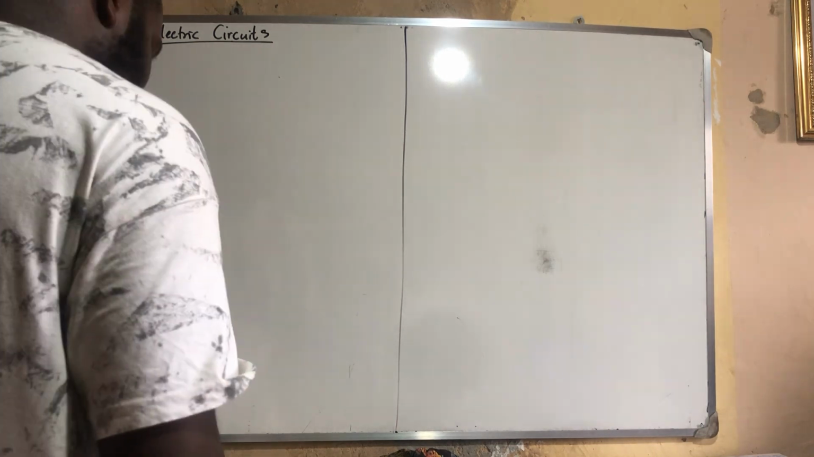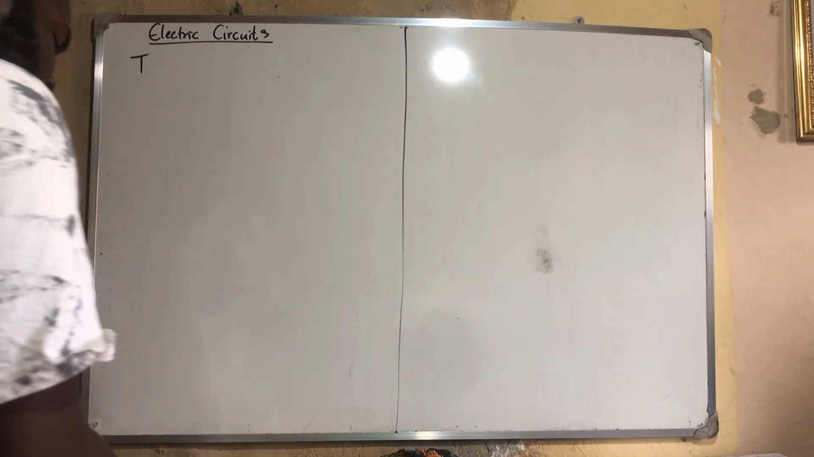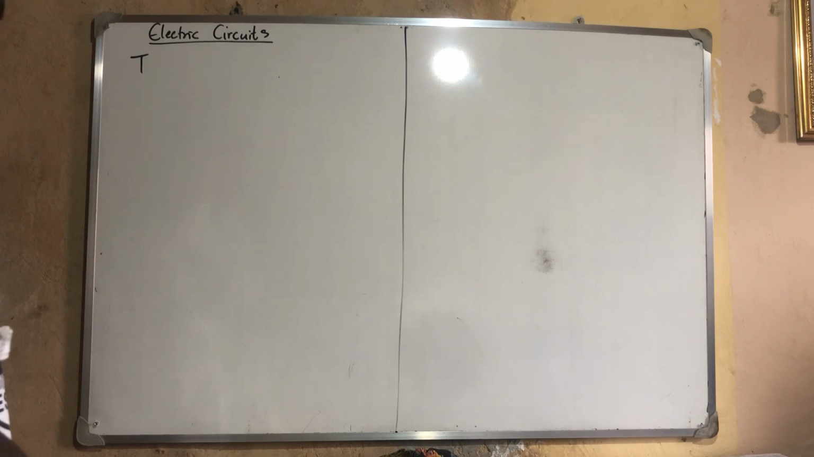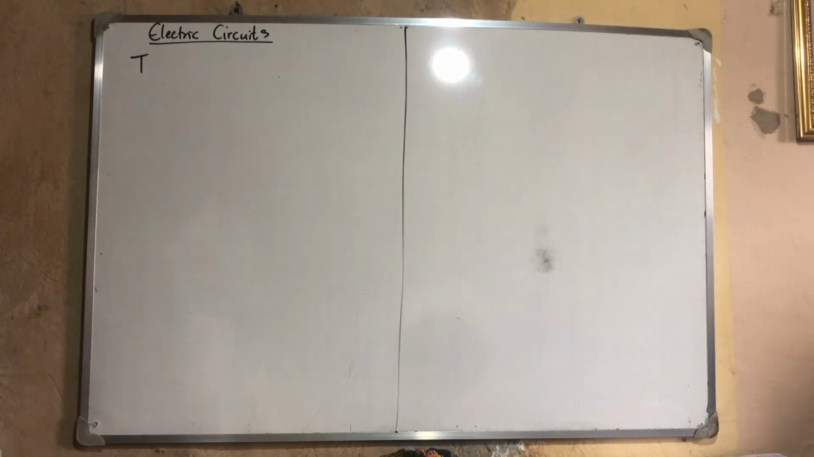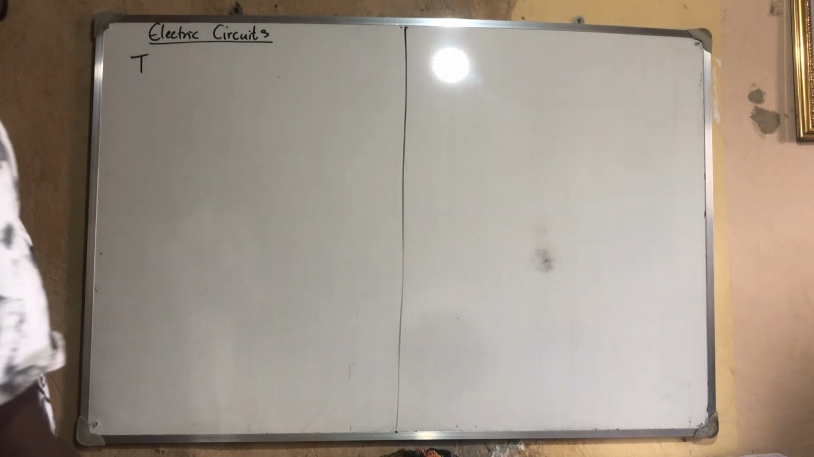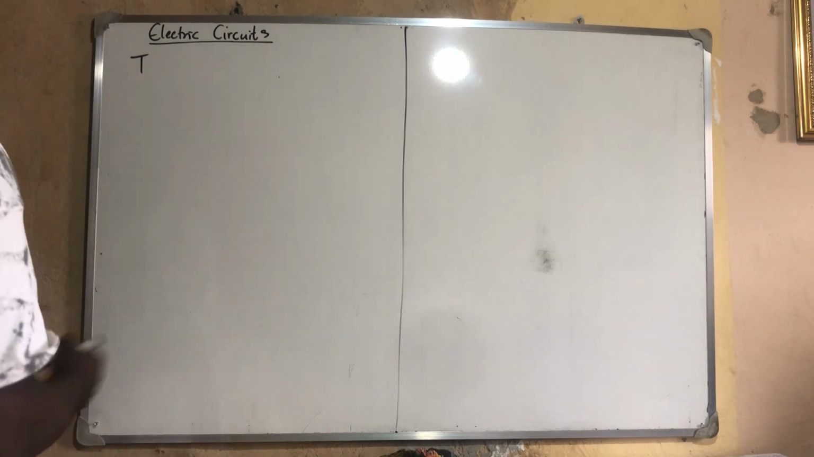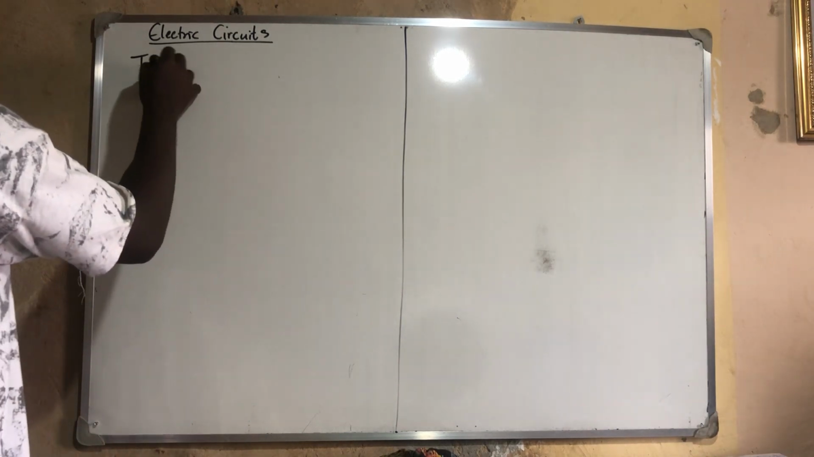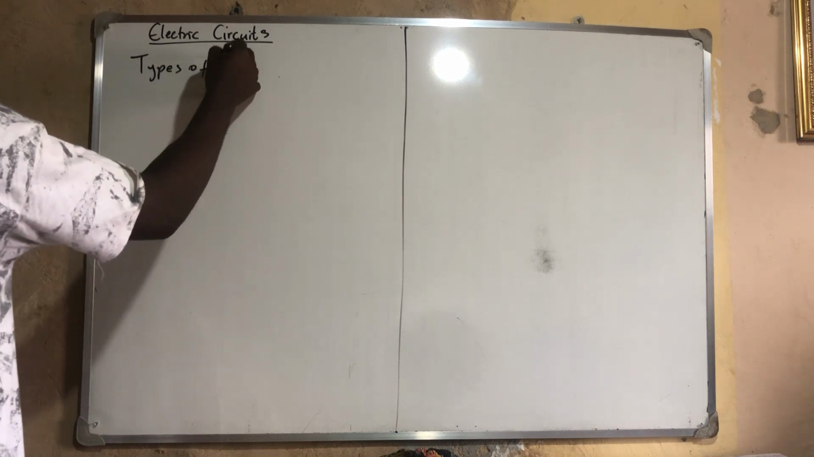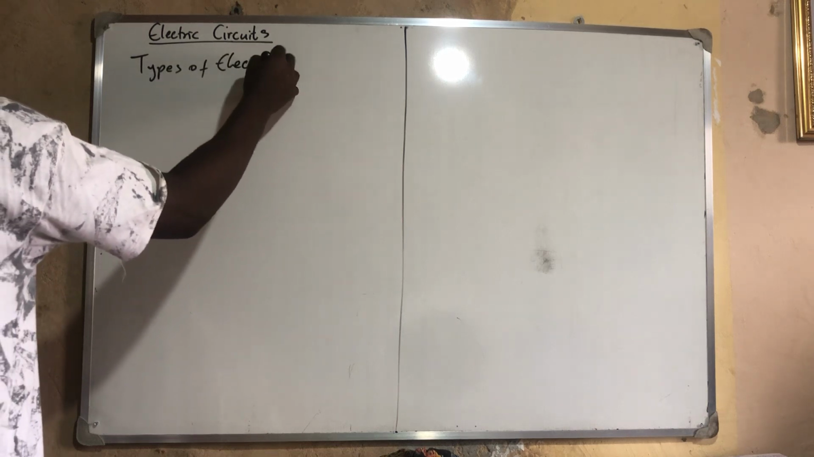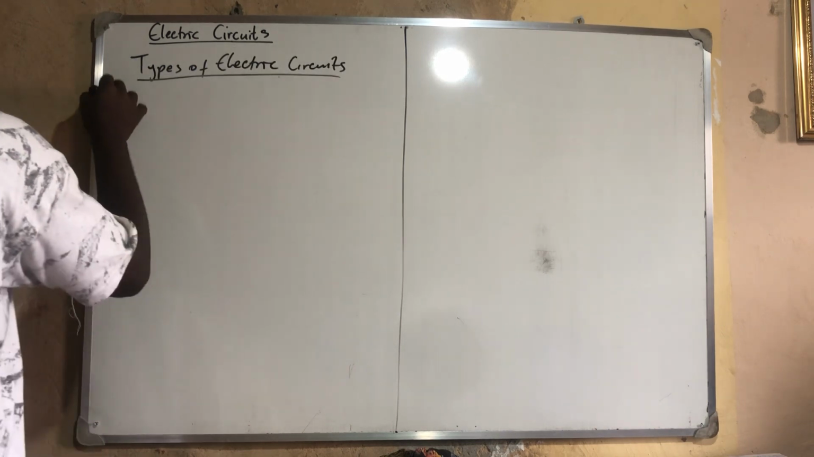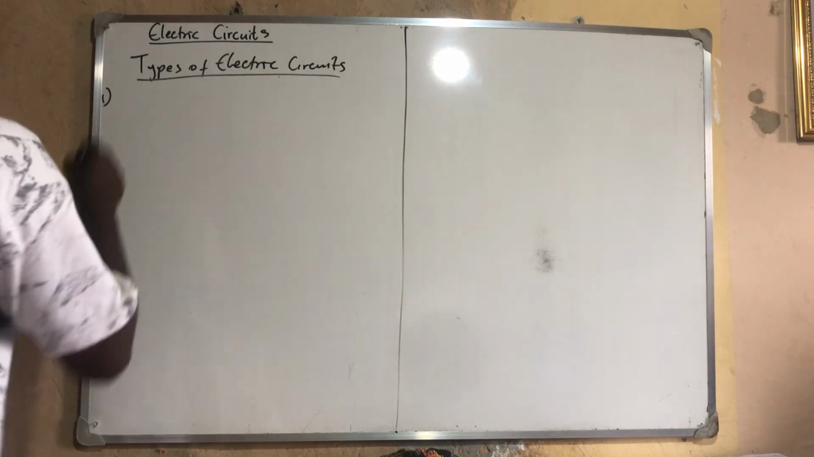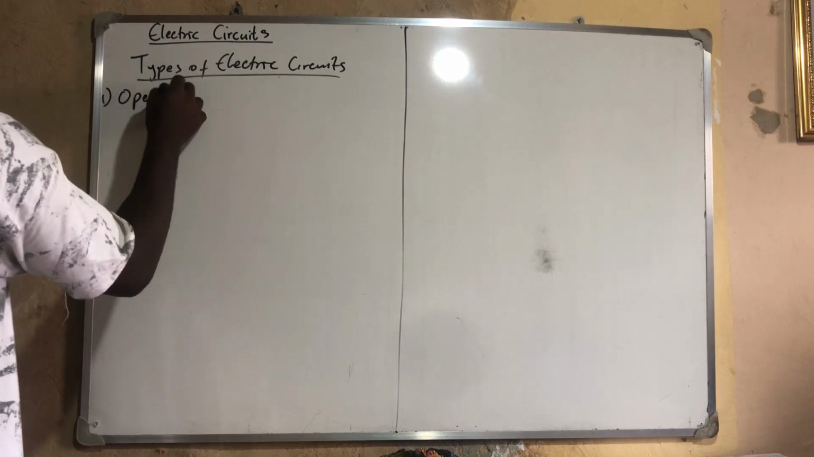An electric circuit is a network showing the flow of current from the source or battery through the resistors and other devices before entering back to the source. So let's talk about the types of electric circuits. The first one is an open circuit.